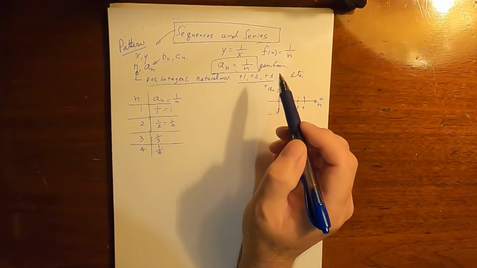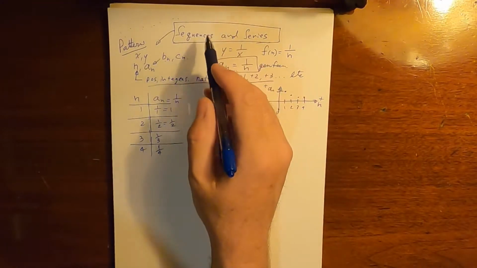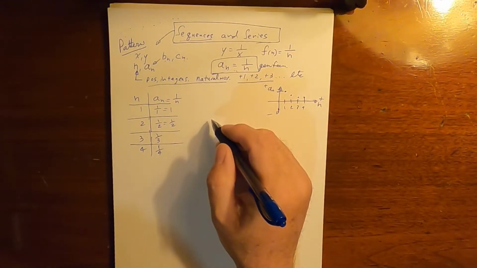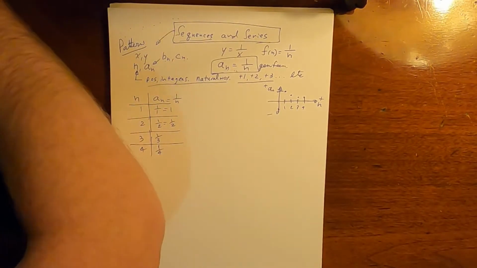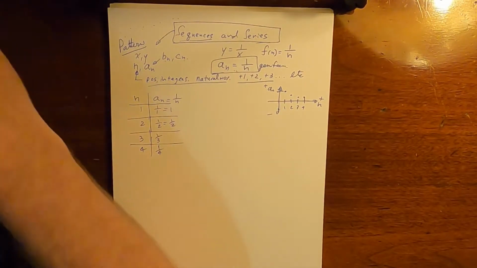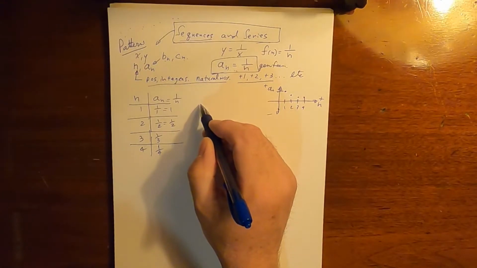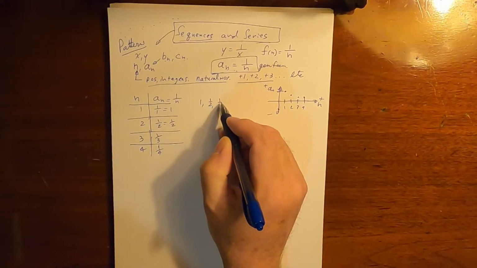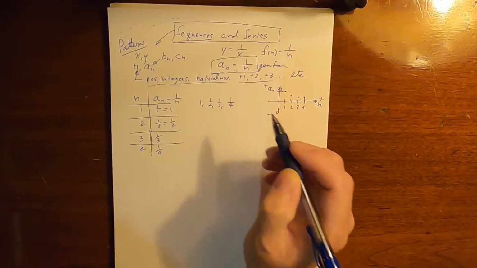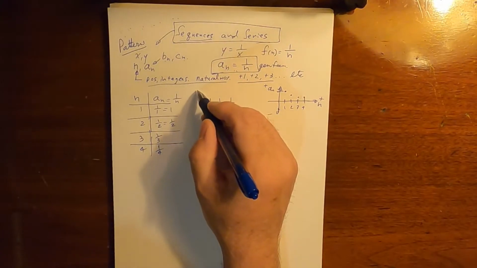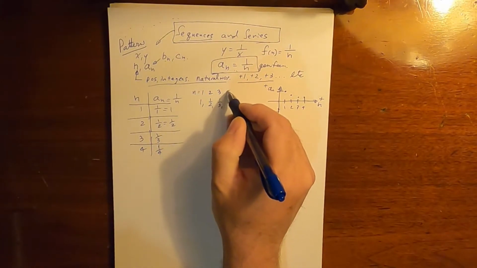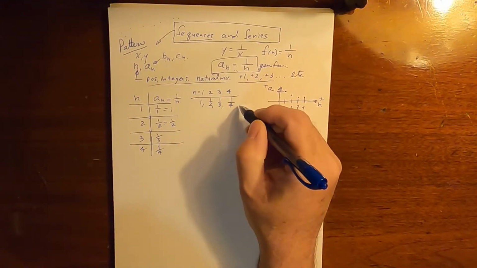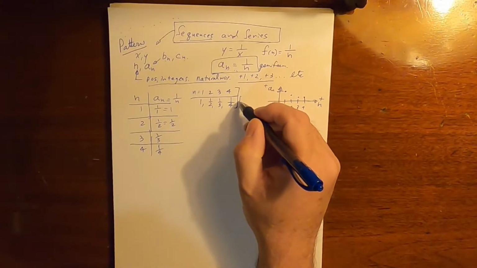At this moment, I'm calling this a sequence. So what would that sequence look like? In this case, the sequence would look like this, separated by commas: 1, 1/2, 1/3, 1/4, at N equals 1, 2, 3, 4. So here's your sequence, separated by commas. This here is a sequence.